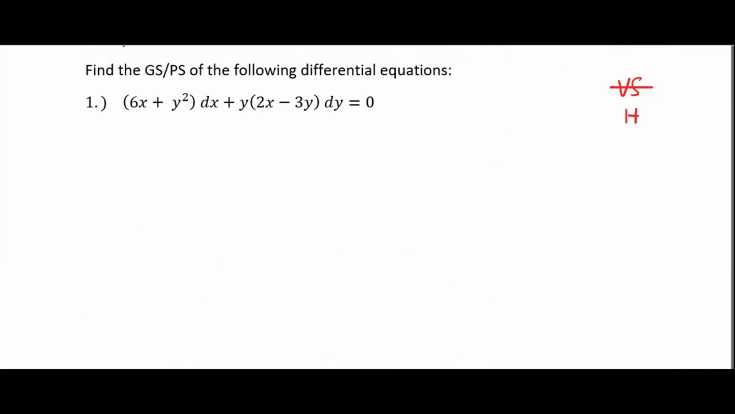Tignan natin kung homogeneous. 6x is of degree 1. Tama ba? Yes po. How about y squared? Degree 2. Tama? Yes po. Ito, pagka minultiply mo dito, degree 2. Ito, pagka minultiply mo dito, degree 2. Are they homogeneous? Di ba hindi? Kasi meron ka nito, oh. Tama? Therefore, hindi siya homogeneous. Nakuha ba, guys?